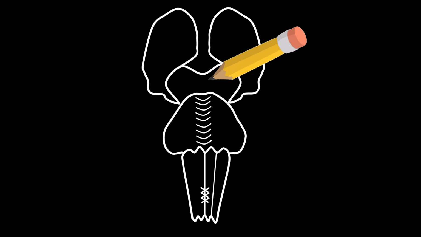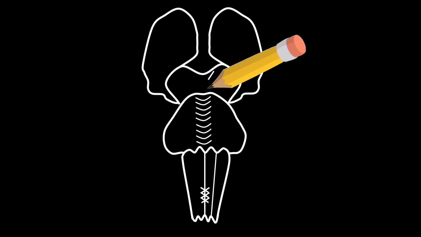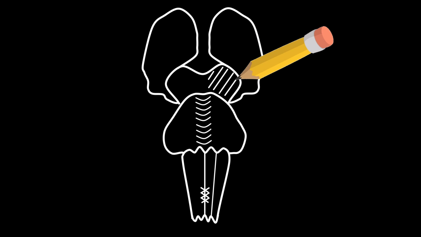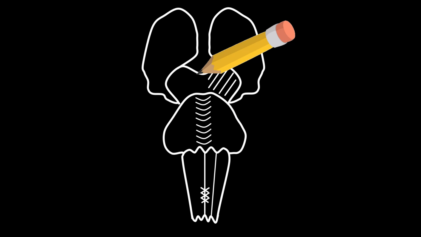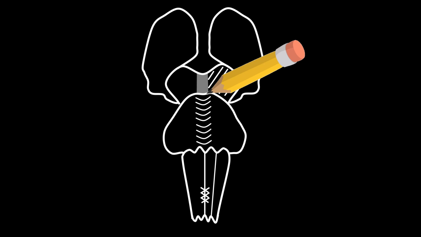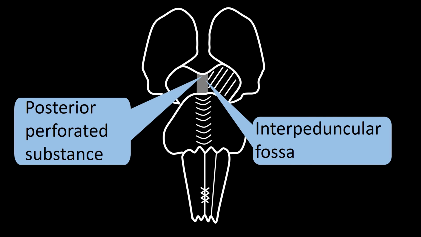Now go to the midbrain and draw a line slanted up and laterally as you see. Then another one and a few others to fill the whole area. They represent the basis pedunculi. Then go to the center and blanket the area as I have done. This represents the interpeduncular fossa. Rostrally, in the interpeduncular fossa, there is an area that harbors the posterior perforated substance.